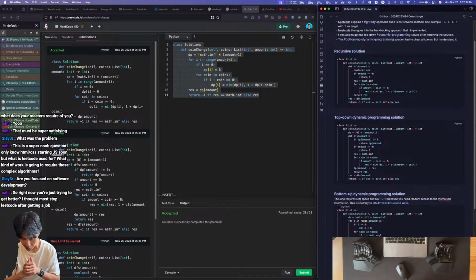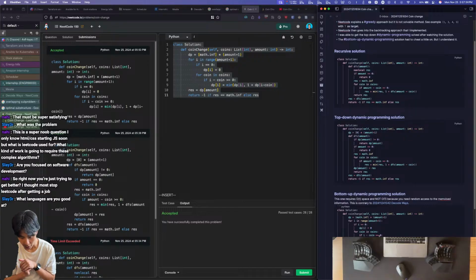So right now you're just trying to get better. I thought most stop Leetcode after getting a job. Yeah, I would say it's a never-ending process, for me at least, because you never know what opportunities arise and you want to keep your skills in tip-top shape when they do arise. That's why I continue to do it, but also there's a level of satisfaction to it as well, which I believe I can stick to. So, yeah.